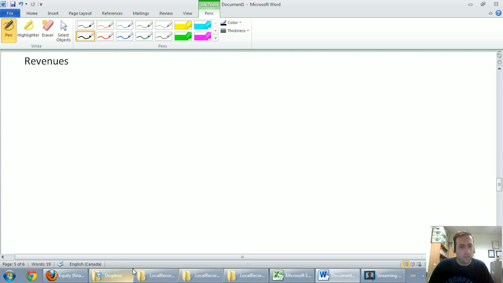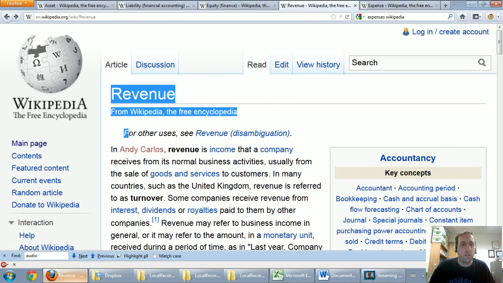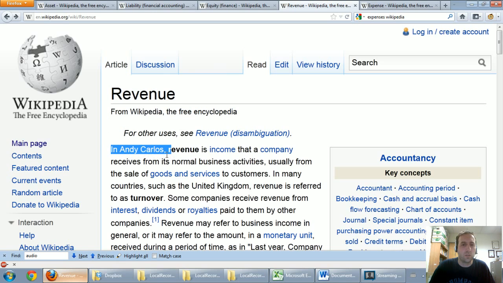And you probably have a good idea of what revenues are, but let's quickly look it up on Wikipedia. I mentioned that Wikipedia is a good source. This one got vandalized. It says revenue, and then it says in Andy Carlos. So a guy named Andy Carlos vandalized this. It should say in accounting. Revenue is the income that a company receives from its normal business activities, usually from the sale of goods or services to customers. I want you to think of revenues as earned.